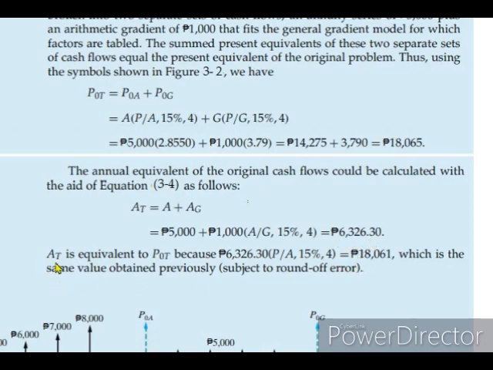So A sub T, the total annuity, is equivalent to P sub 0T. Because 6,326.30 pesos, multiplied by the formula, is equal to 18,061 pesos, which is the same value obtained previously. This is subject to round-off error, which is why the last digits differ. But it is the same, guys.